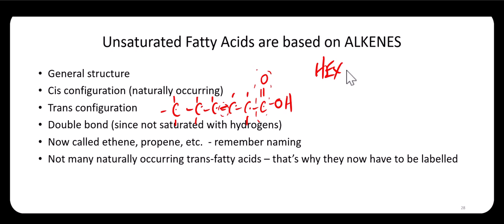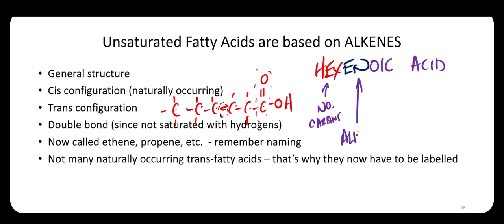Is it based on an alkane or an alkene? Do I have a double bond in there? Yes. So hexene. What is the molecule? The molecule is a fatty acid. So hexenoic acid. So again, saying it, sometimes it's not detectable whether it's hexane or hexene, but written, obviously it is. So number of carbons, based on an alkene, and it's a fatty acid.